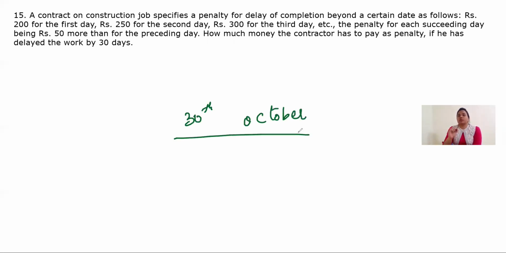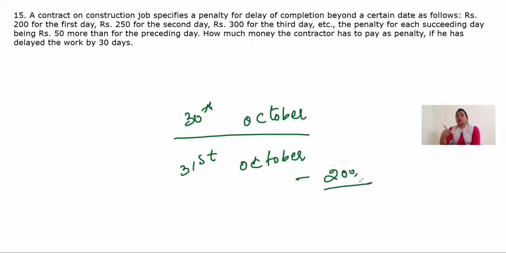He said he will finish his work on 30th October, but he was unable to do it. So on 31st October, he has to pay rupees 200 to the owner, since he has not completed the work. This is his penalty, 200 rupees. Suppose on 1st November the work is again not done. So on 1st November, he will have to pay 250, 50 more than the preceding day.